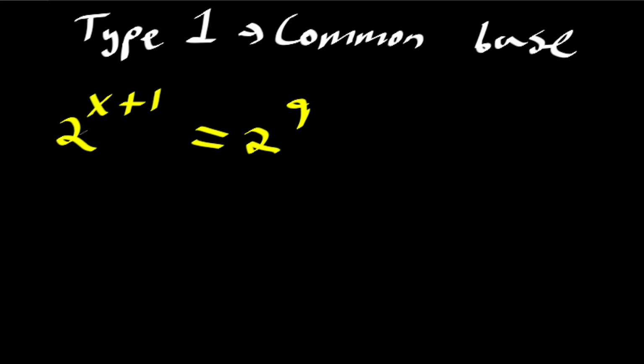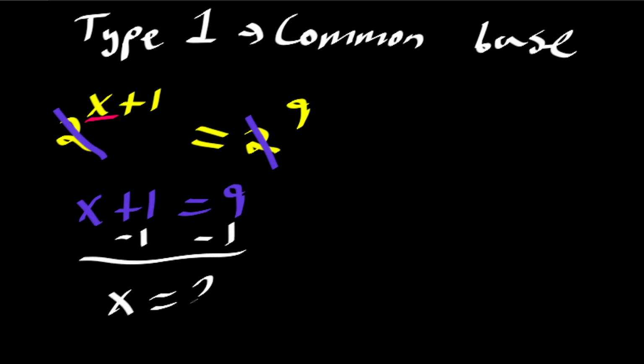Now, the reason this is a common base, or type 1 situation, is because on both sides of the equal sign, the base of our exponents, which is 2 and 2, are the exact same. When that happens, there's an easy way to deal with this. The bases just cancel. So you bring down whatever your exponent is and say x plus 1 equals 9, and then we can solve that equation. We would subtract 1, subtract 1. I'll do this part pretty quick. So x equals 8.